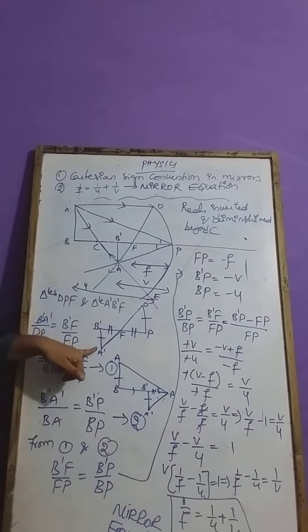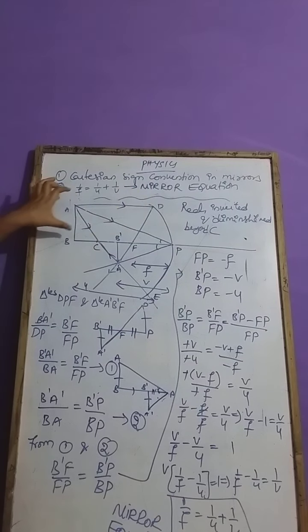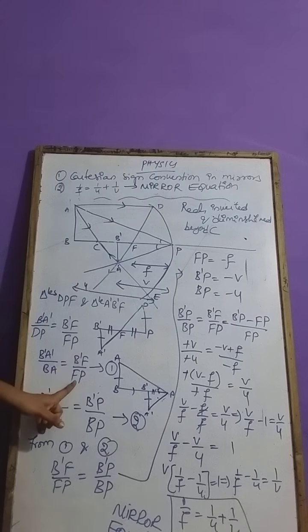So B dash A dash by DP is equal to B dash F by FP. What is DP? DP is almost the same as AB. So B dash A dash by AB is equal to B dash F by FP. Let this be equation number 1.